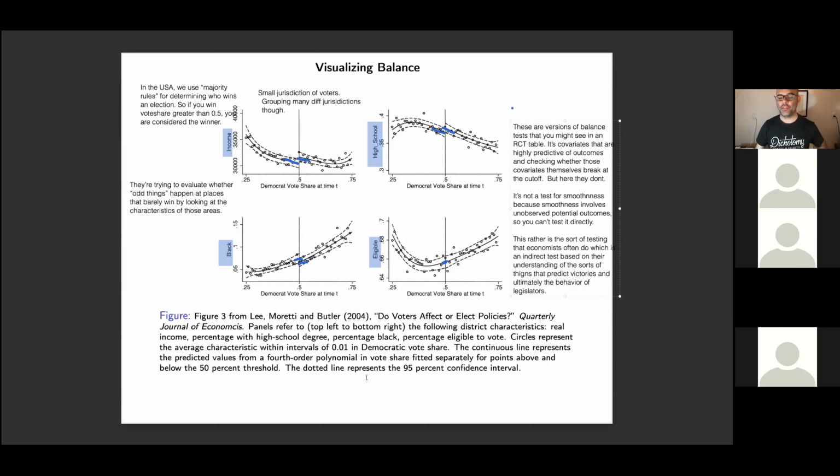Nothing changed. So here, all four covariates are balanced in the sense that you cannot reject the null of no effect at the cutoff.